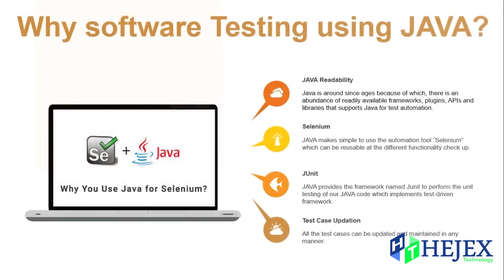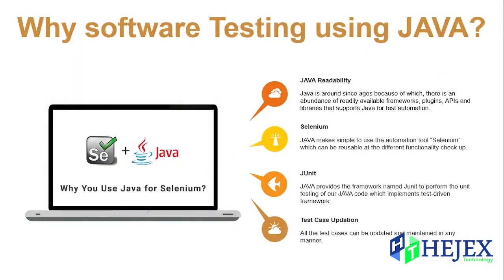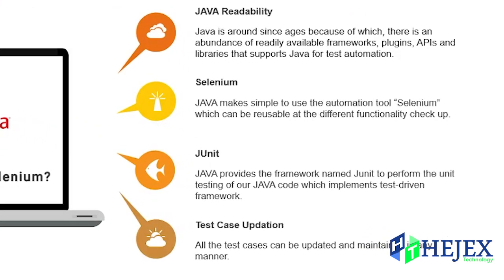The next slide is why software testing using Java is very much important. The Java programming language has the ability to read all the things, reading ability. Java is a programming language which we have been using since 1995. This is the main thing where Java is very helpful for testing. The second thing is which tool I can learn to become a software tester. You can use Selenium. Selenium is the tool which can be used with the integration of Java to do web application testing or mobile application testing and so on.